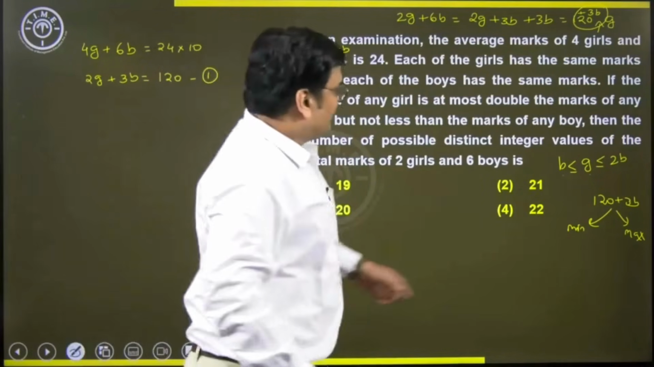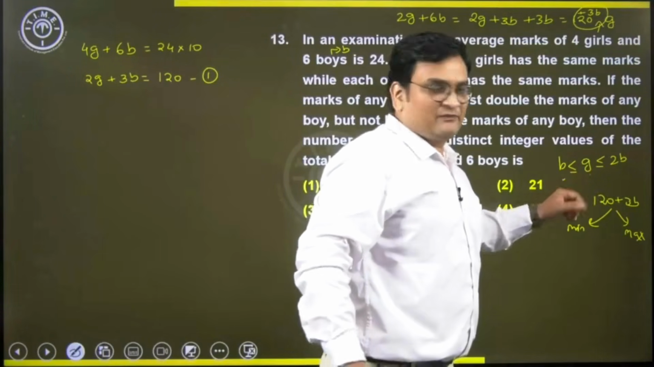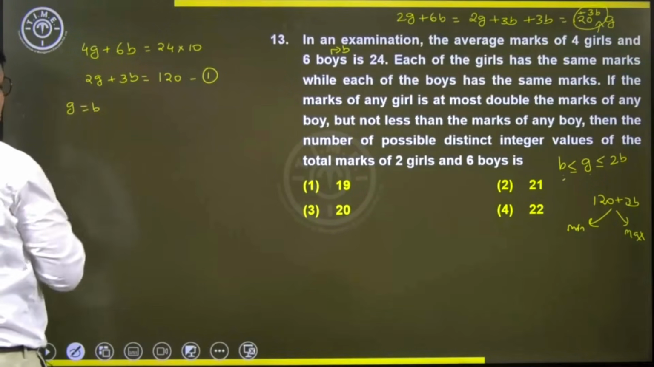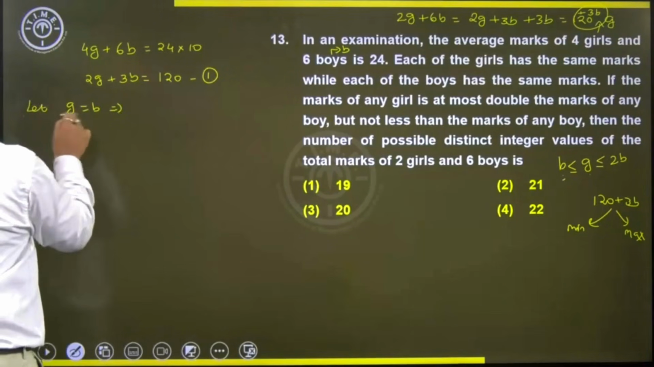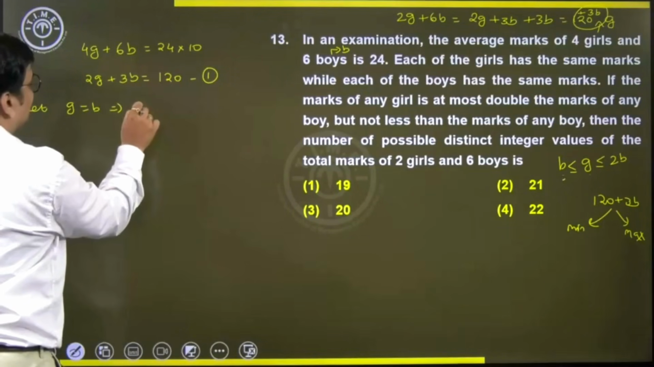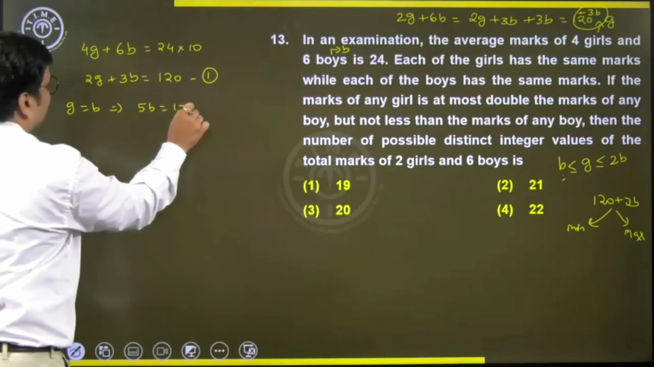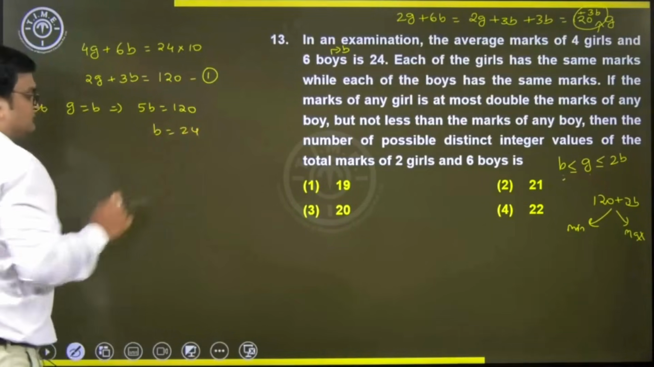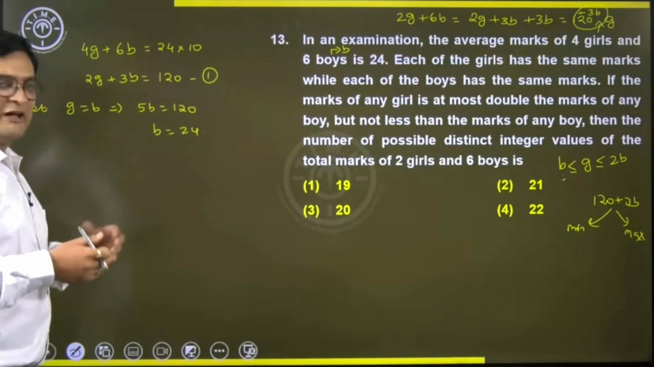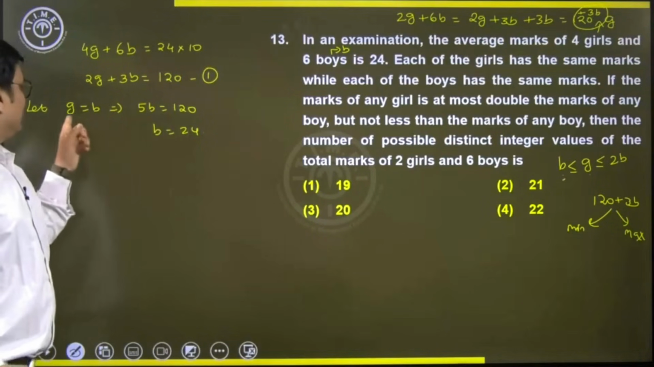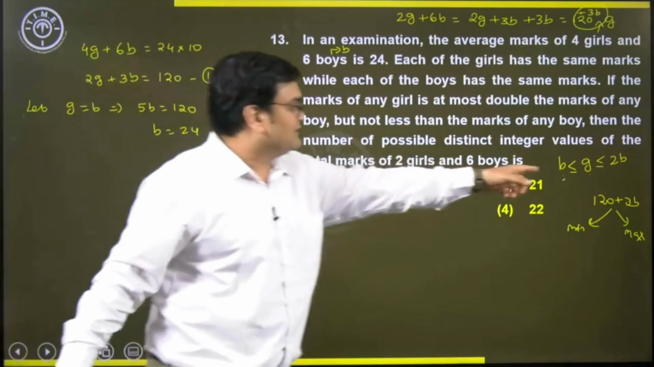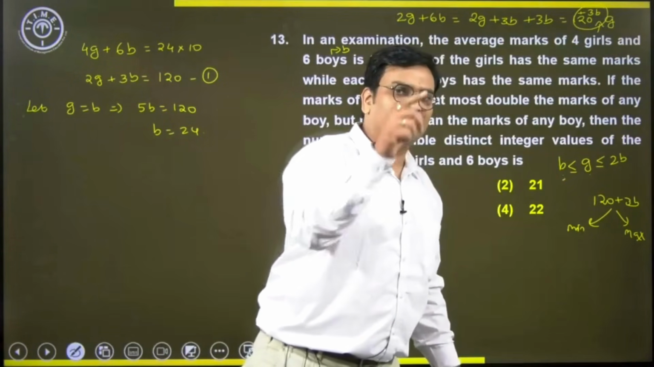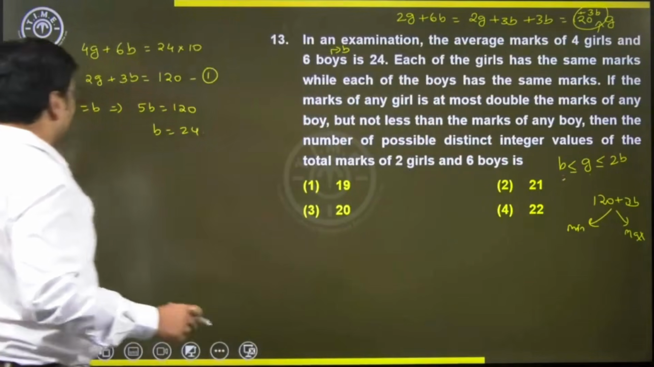Now, if you look at this inequality, can I say the minimum value for G can be B? So, if I put G as B here, what does this give me? Let G is equal to B. So, this will be 2B plus 3B. That means 5B will be 120, so B will be 24. This is one of the possible values for B, when I take one of the extremes of this inequality, that G is equal to B. The value of B I am getting is 24, that means value of G is also 24 in that case, because they are equal.